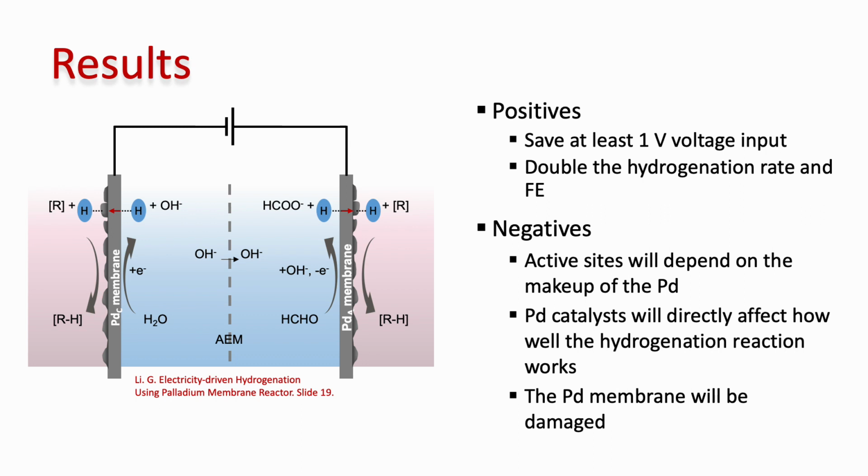So what are the results? The positives are that we save at least 1 voltage of input, we double the hydrogenation rate and the Faradaic efficiency. The negatives are the active site will depend on the makeup of the palladium. Palladium catalysis will directly affect how well the hydrogenation reaction works, and the palladium will be damaged with each use.